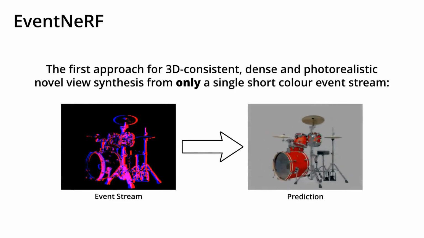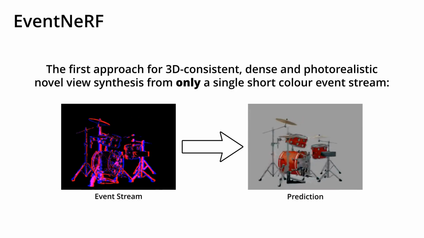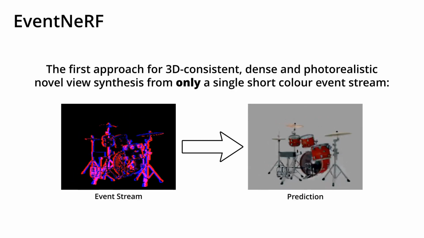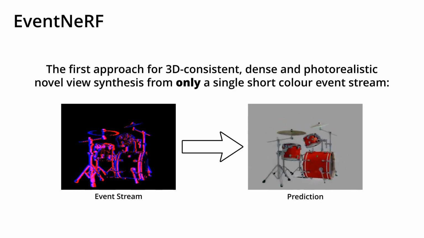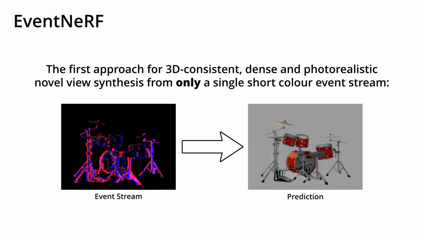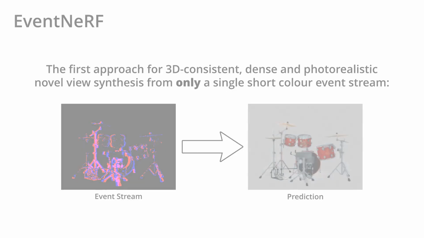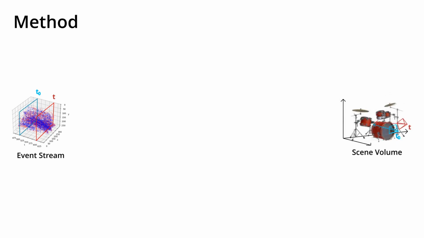Accordingly, we propose the first approach for 3D consistent, dense and photorealistic novel view synthesis using just a single short color event stream as input, which we call EventNeRF and describe next. Note that even though we use only the event stream as input, our results are rendered in the RGB space. On the left, we have an input event stream. On the right, we have a volumetric scene model.